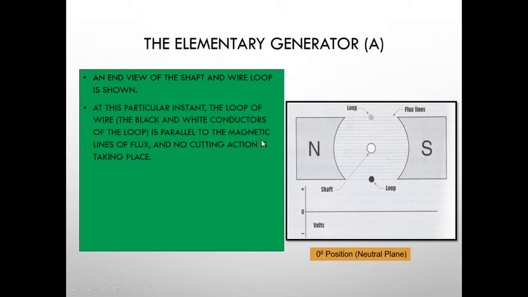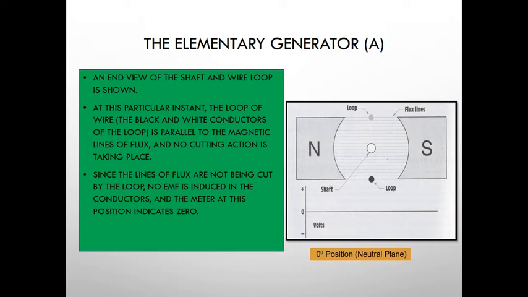At this position, the loop of wire, the black and white conductors of the loop, is parallel to the magnetic lines of flux. So at this time, no cutting action is taking place. So we have no output, our output here is zero, because sine 0 is 0. Since the lines of flux are not being cut, no EMF is induced in the conductor, and the meter at this position indicates 0.